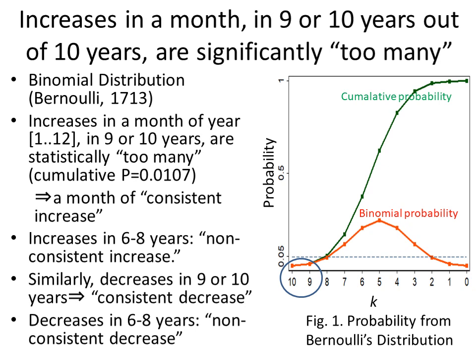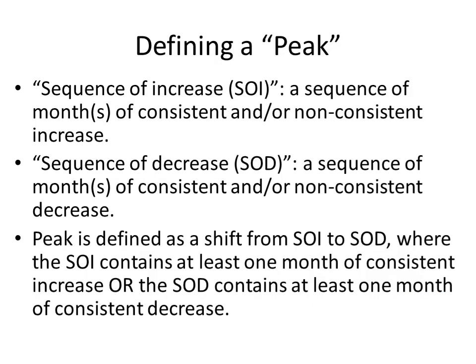Similarly, we define decreases in 9 or 10 years as a consistent decrease, and decreases in 6 to 8 years as a non-consistent decrease. We introduced the term sequence of increase, or SOI, which indicates a sequence of months with consistent and or non-consistent increase. Similarly, we introduced the term sequence of decrease, or SOD.